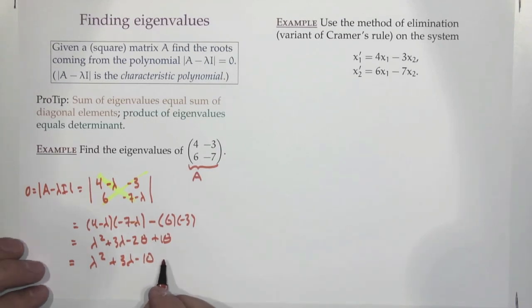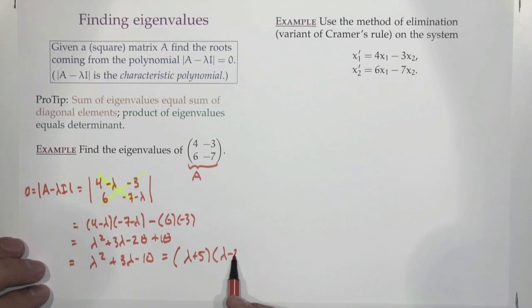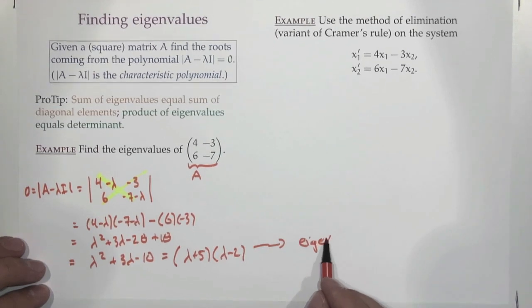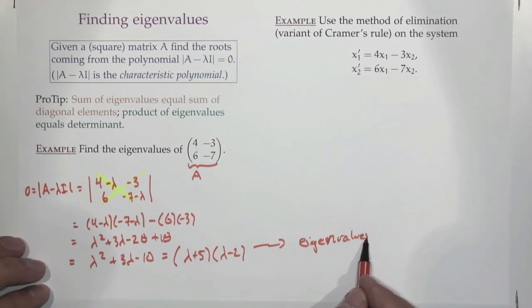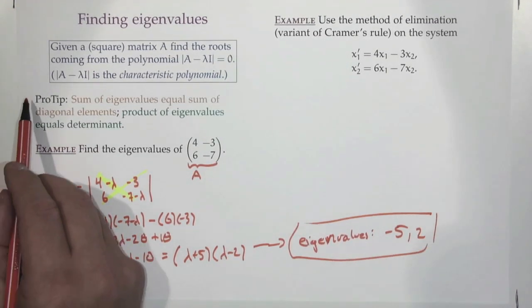Well, does this factor nicely? Yes. What does it factor as? Lambda plus 5, lambda minus 2. So, what does that say our eigenvalues are? They are negative 5 and 2.